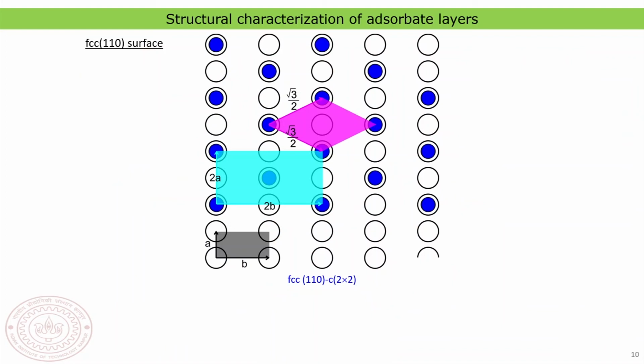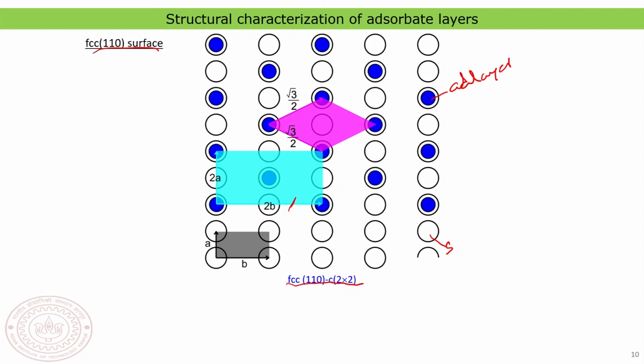So this is an FCC 110 surface. Again, the blue is representing the adlayer, and the black lines are representing the surface. Now the first representation, which is this unit cell, is a 2 by 2 unit cell, and that is written as FCC 110 2 by 2 adlayer.